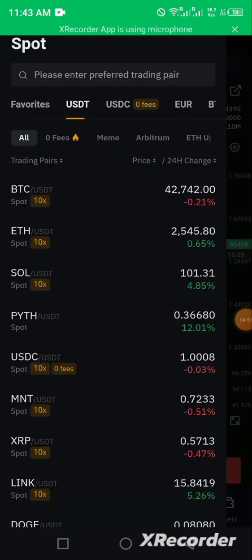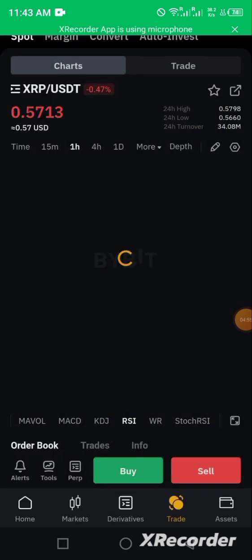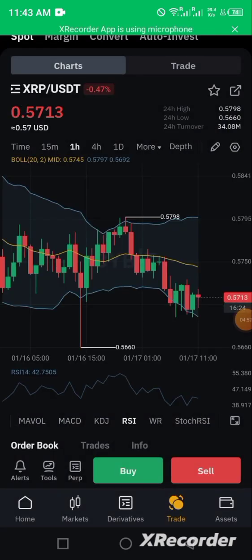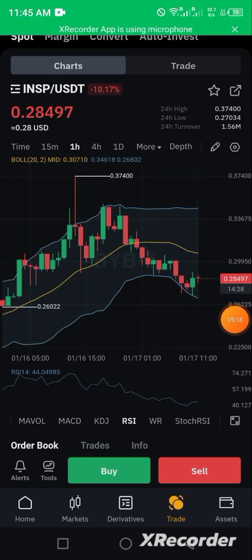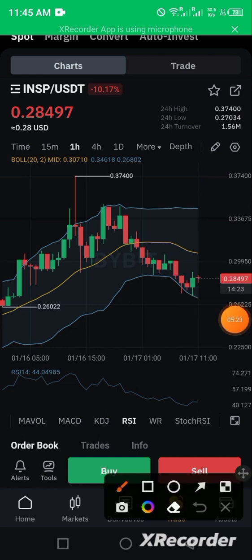Let's check on SRP. SRP is also not a good opportunity, but this is how you keep checking for coins till you get an opportunity, then you place a buy trade. You can see I also checked out this particular coin. You can see that the RSI is 44.